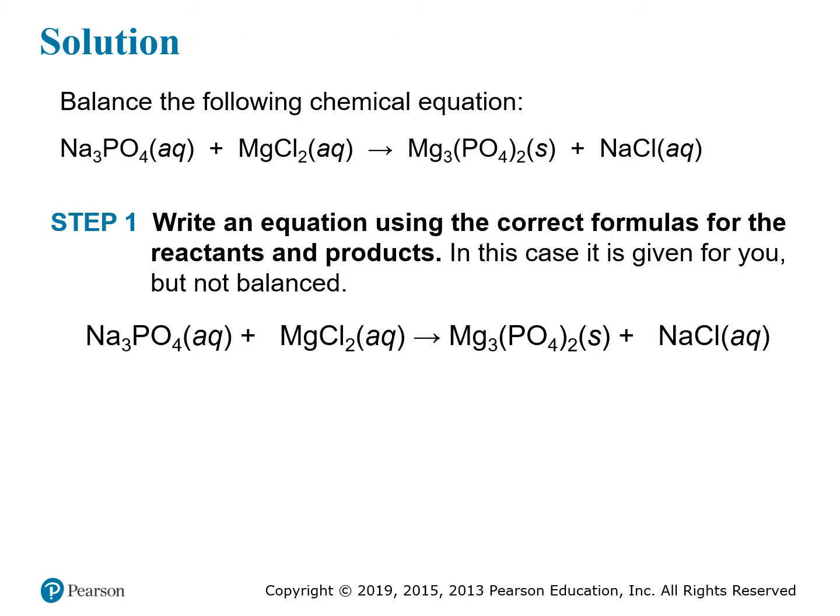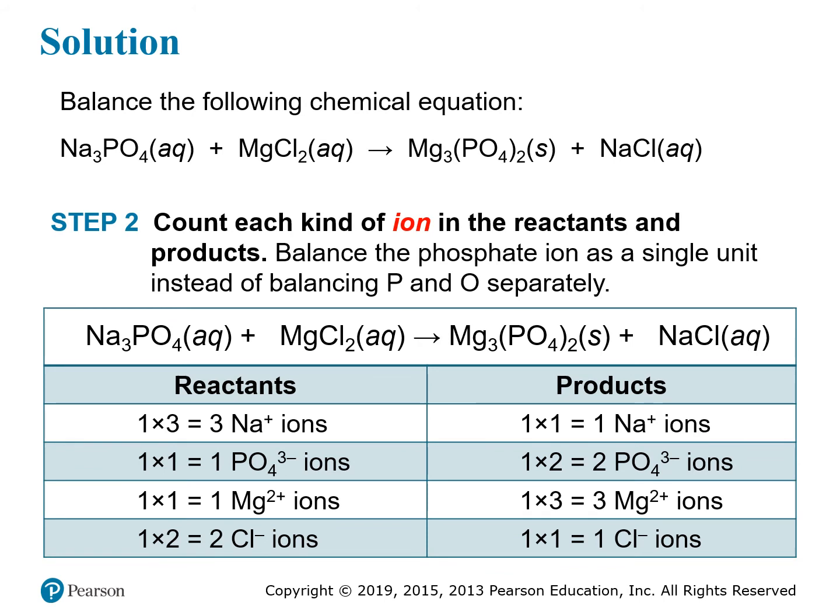So the first thing we have to do, in this case, is just given to us, right? They gave us the chemical equation, and we already looked at it and saw that it's not balanced. And so now we need to create our table. So step 2 is to create the table, but in this case, instead of having a separate line for each type of element, we're going to have a separate line for each type of ion.